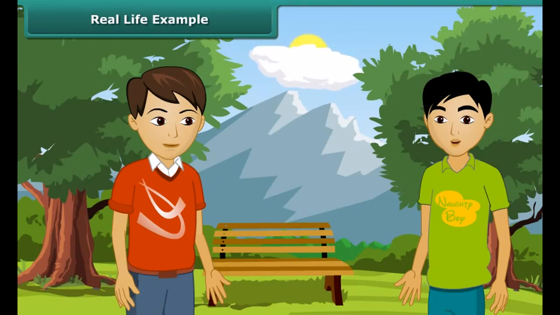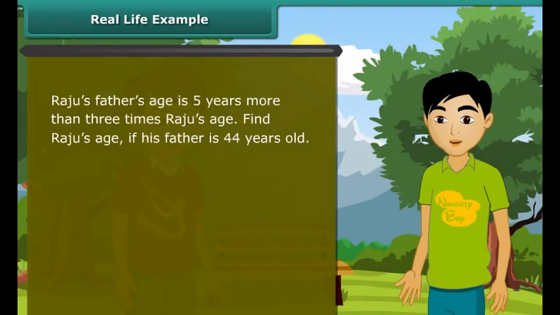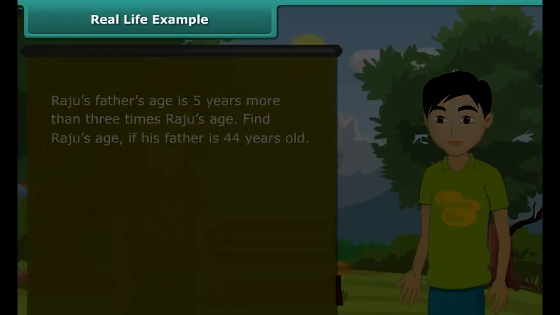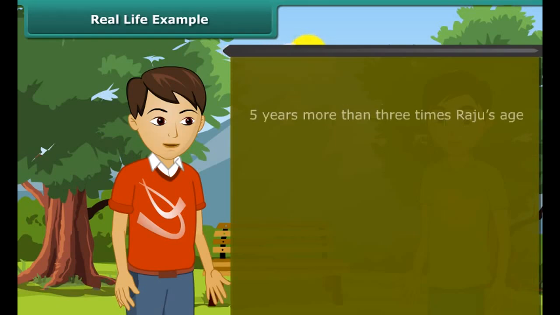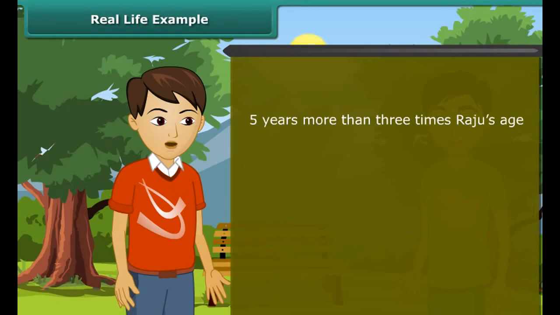There is one problem for you. Ask. Raju's father's age is 5 years more than 3 times Raju's age. Now find Raju's age if his father is 44 years old. We have to find Raju's age, therefore we will take it as x. Now 5 years more than 3 times Raju's age is 3x plus 5, which is equal to 44. Now we will solve this equation.